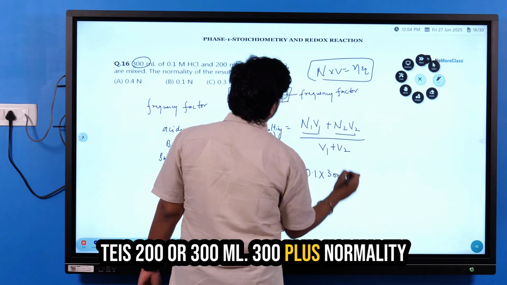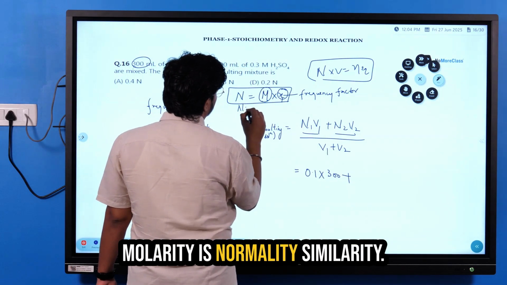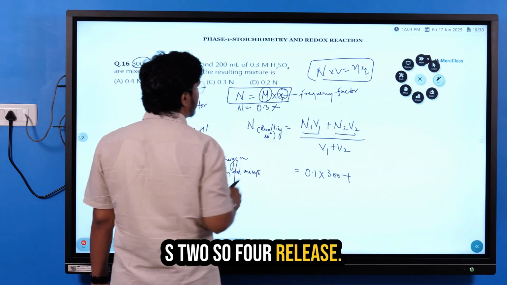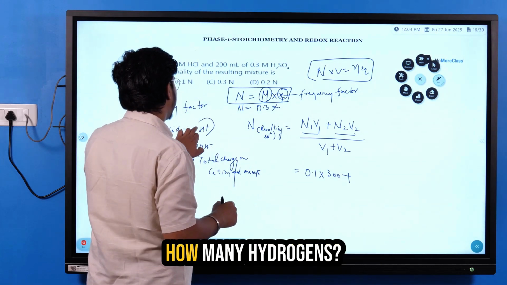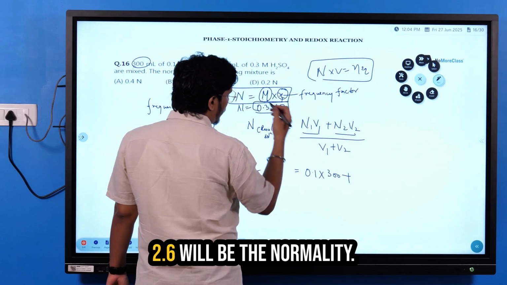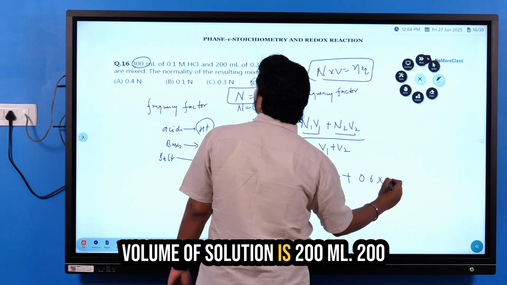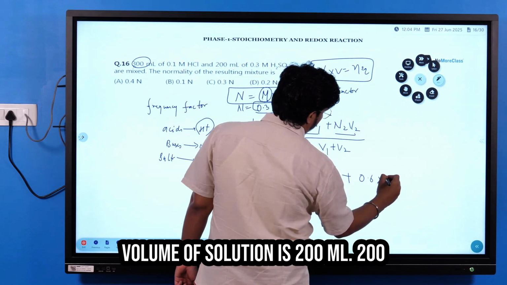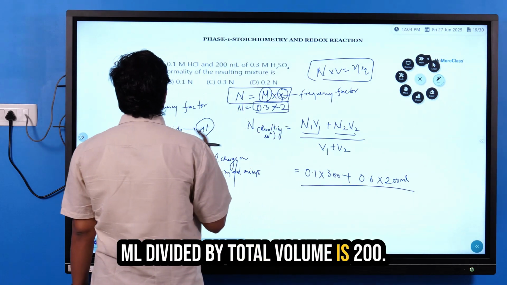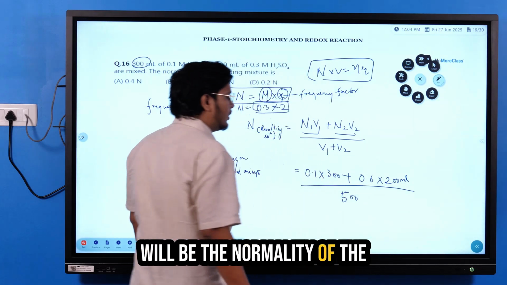300 plus the normality of the second solution. As we know, normality is equal to molarity into frequency factor. The molarity of the second solution is 0.3, and H₂SO₄ releases how many hydrogens? 2 hydrogens, so the frequency factor will be 2. 0.6 will be the normality. Multiply by the volume of the solution, 200 ml, divided by the total volume, 200 plus 300, which is 500 ml. And this will be the normality of the resulting solution.